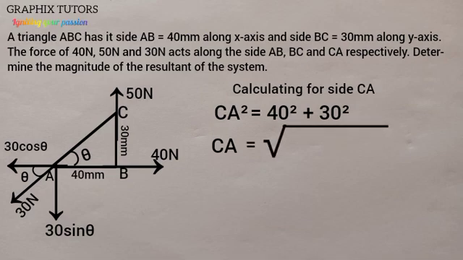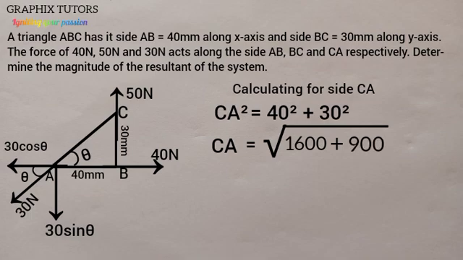And what is AB? We said AB is 40, right? AB is what? 40 square. And what is 40 square? 40 square means 1600. Plus BC is what? Is 30. And 30 square is what? 900. So we're having 900 here.